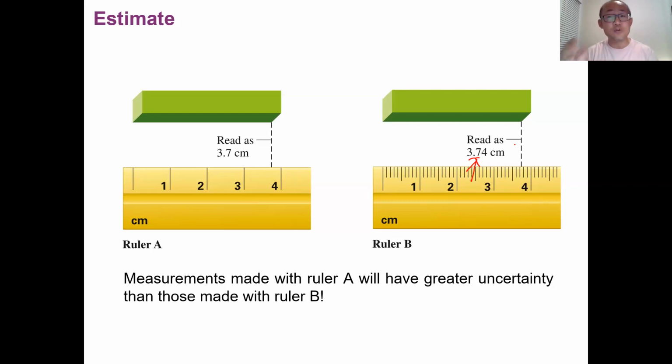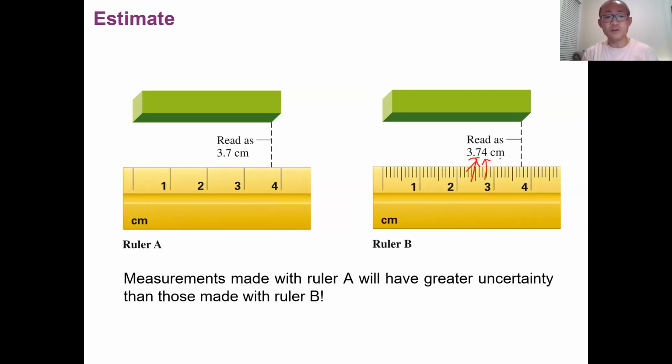We need to mentally divide that 1/10 into another 10th to estimate: is it half between, or lower than half, or bigger than half? In this case, it is actually lower than half. So we estimate 3.74. And the last digit 4 is now what? It is now the estimate. We estimate only one digit.